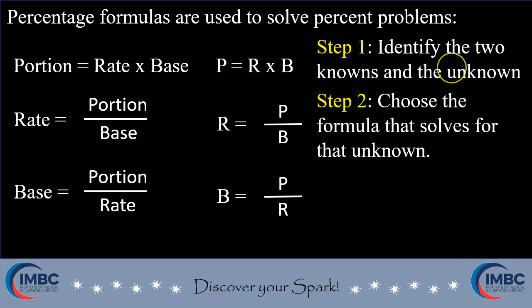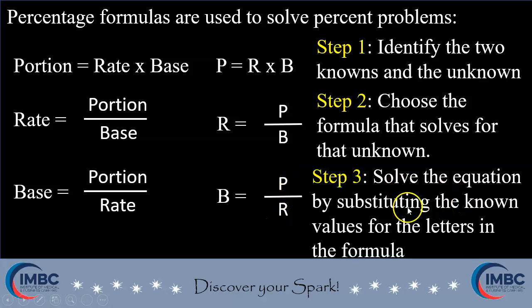Step 2, choose the formula. Very basic, these are our 3 formula types. If I'm solving for portion, I'm going to use rate times base. Solving for rate, I'm going to use portion divided by base. And if I'm solving for the base, it's going to be portion divided by rate. Step 3, you substitute and you work the problem.